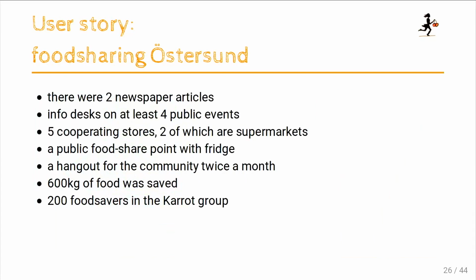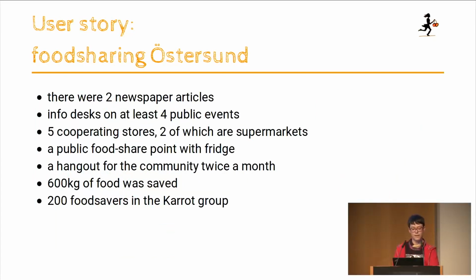There were 2 newspaper articles. They had info desks on at least 4 public events. They have 5 cooperating stores, 2 of which are not the smallest supermarkets. They have a public food share point with a fridge. They have a hangout for the community twice a month. 600 kilograms of food was saved by the 200 food savers in the Carrot group.